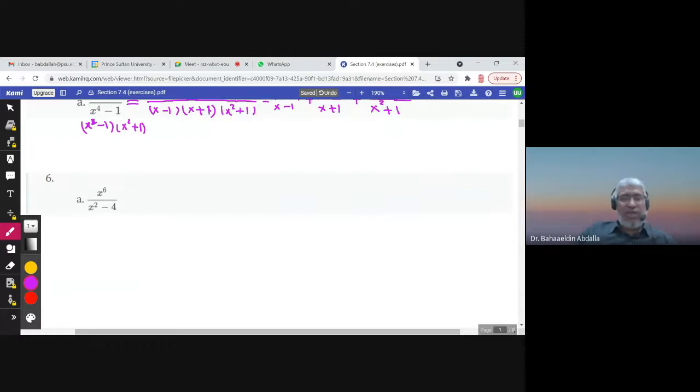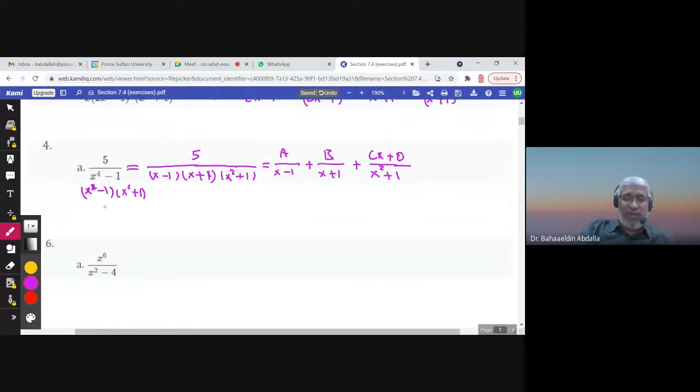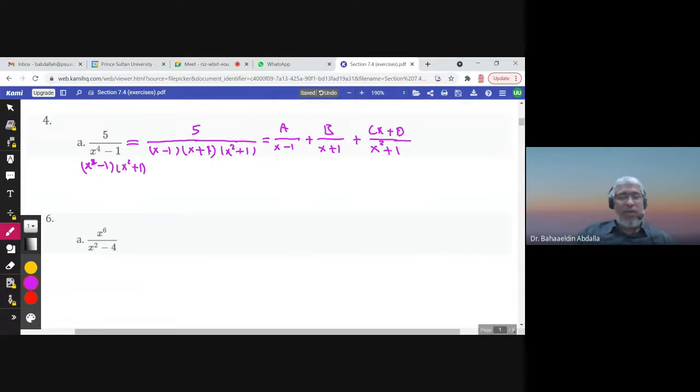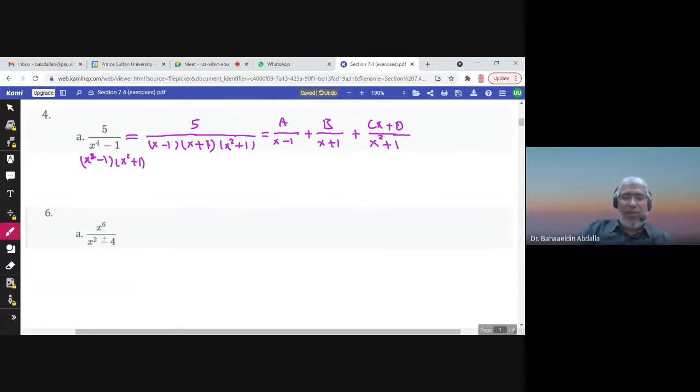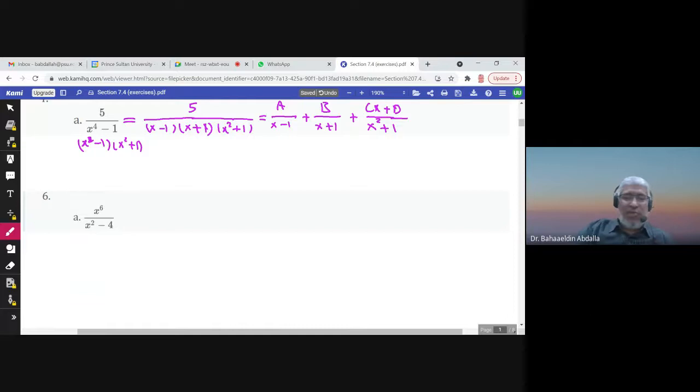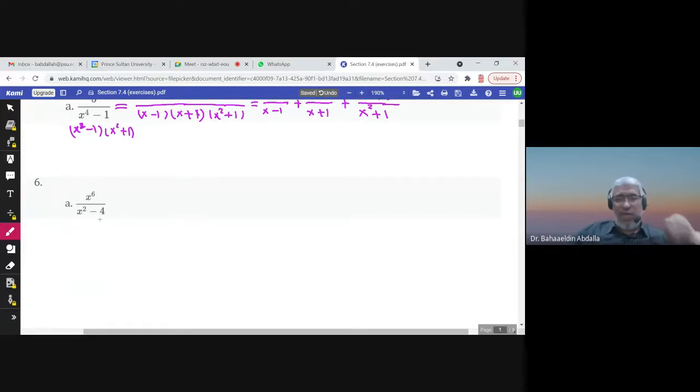Now question 6, I have x squared minus 4, but look at the numerator. In the numerator, I have x to the power 6. Well, I cannot write the decomposition because this is an improper rational function. The degree of the numerator is greater than the degree of the denominator. So the first thing to do is to use long division.